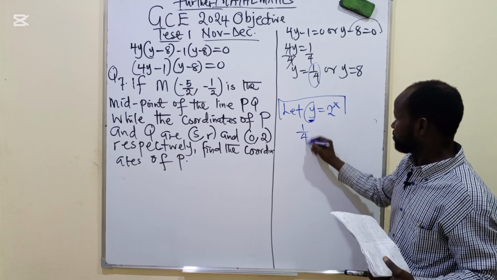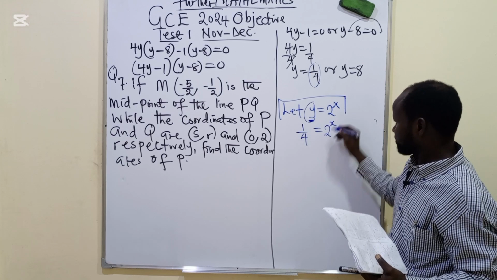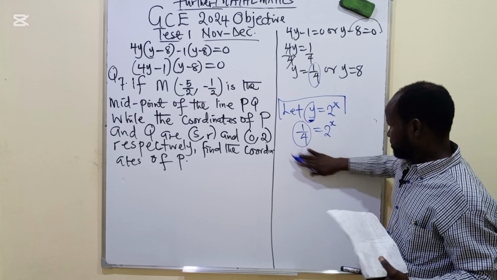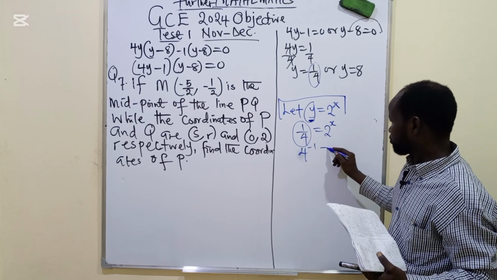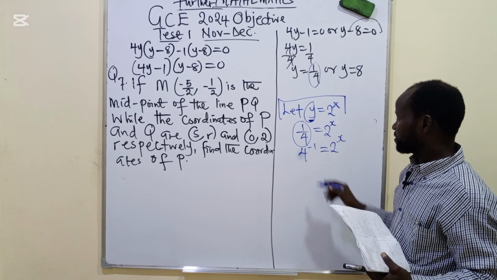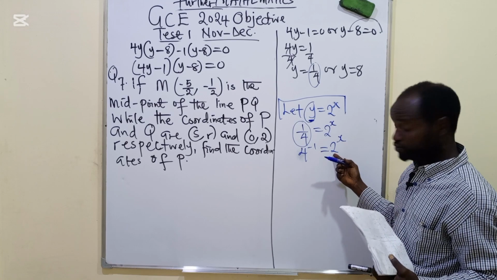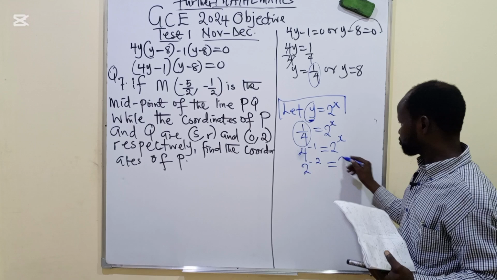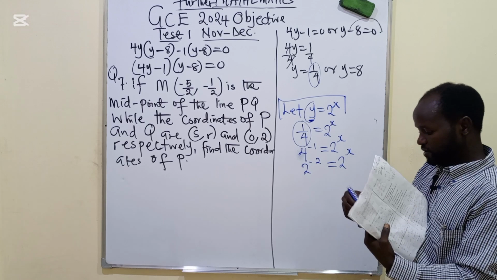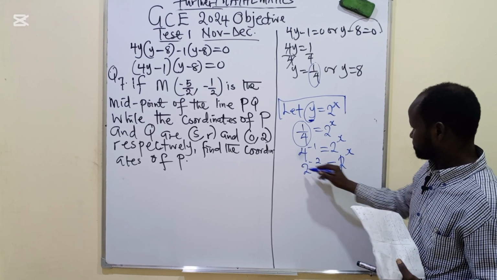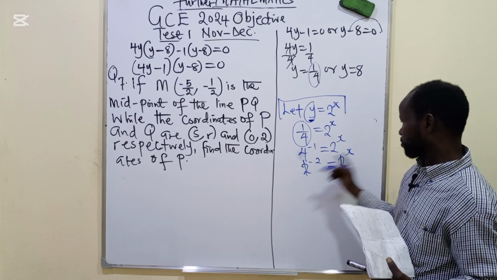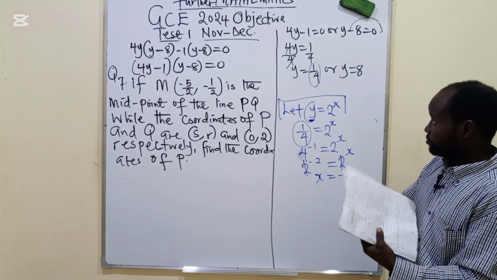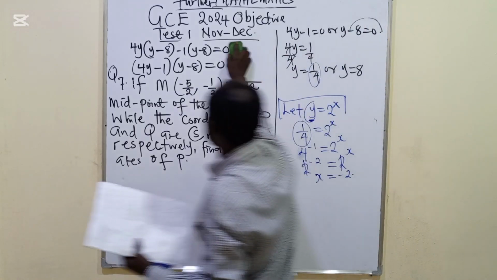This will be 1 over 4 will be equals to 2 power x. This 1 over 4 is the same as 4 power minus 1, which will be equals to 2 power x. This 4 power minus 1, the base here is 2. I can write 4 power minus 1 as 2 power minus 2 will be equals to 2 power x. At this point, the base are the same. We equate the power, x is minus 2. So the first solution, x is minus 2.